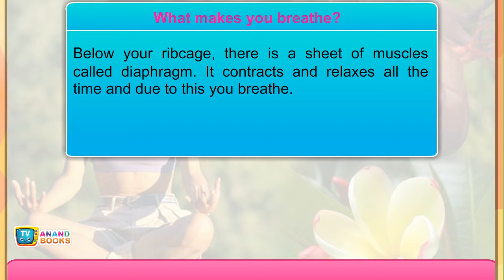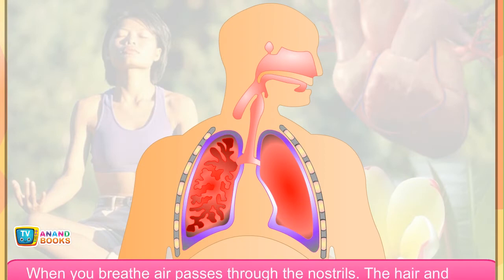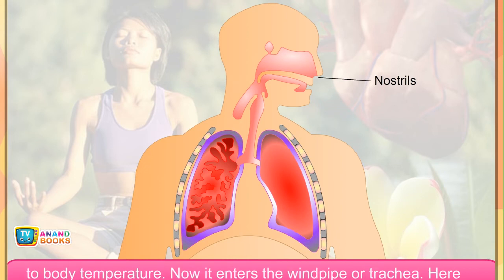What makes you breathe? Below your rib cage, there is a sheet of muscles called diaphragm. It contracts and relaxes all the time, and due to this you breathe. What happens to the air that you breathe in? When you breathe, air passes through the nostrils. The hair and mucus present in the nostrils trap dust and germs and warm the air to body temperature.